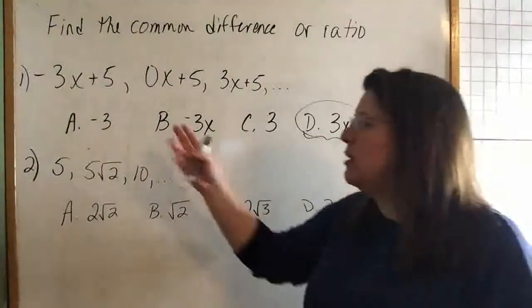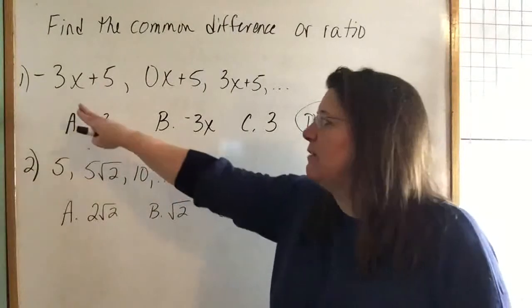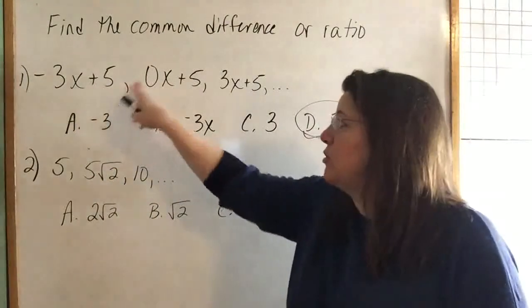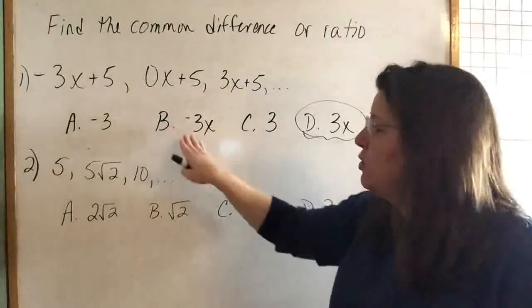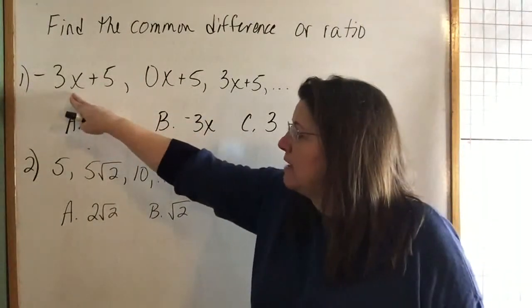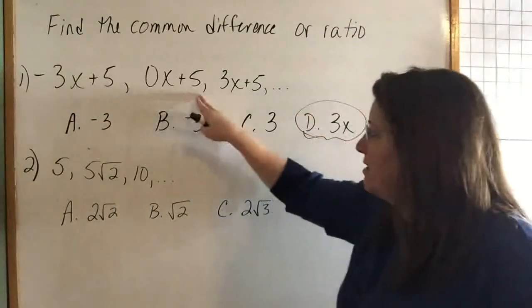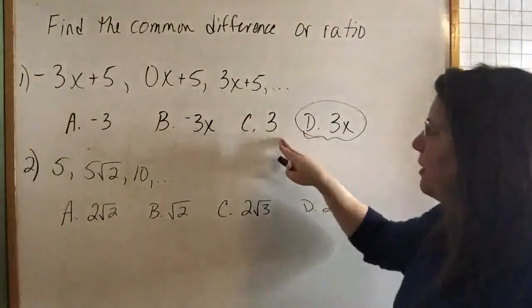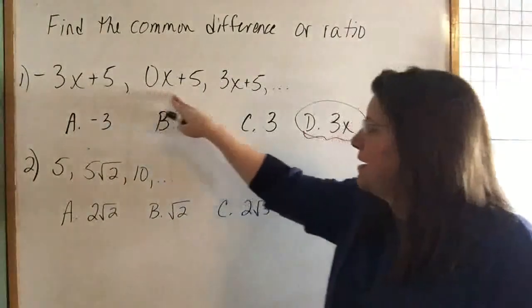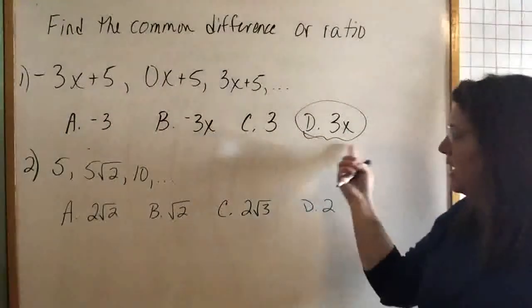Okay, and you can just test that theory. A -3x plus 5 plus -3 would be a -3x plus 2. That's not what the next term is. So you can eliminate things by plugging in. -3x minus 3x is -6x plus 5. That's not going to match. If you plug 3 or add 3, you'd have a -3x plus 8. That doesn't match. So we know that it's got to be D.